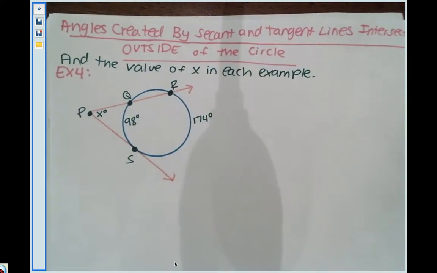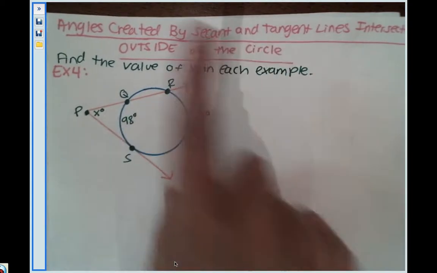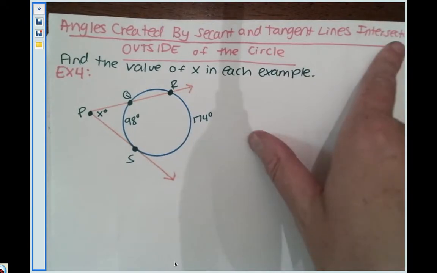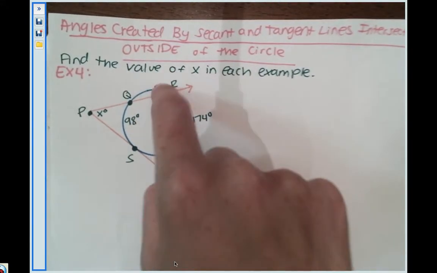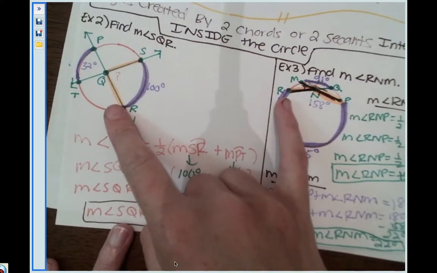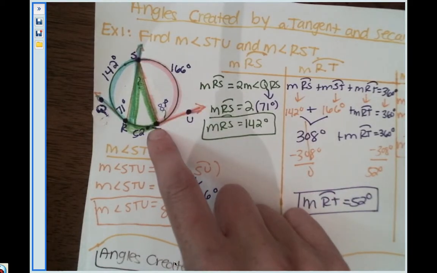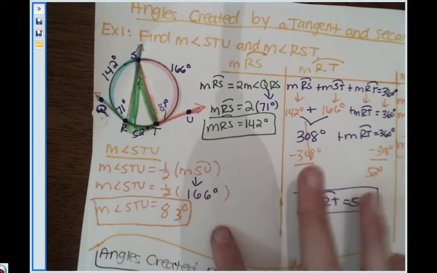Okay, so we're about to get started on a different type of problem that involves still segments intersecting somewhere in the circle. But this one's different because this time the angles are created by secant and tangent lines intersecting outside of the circle. The ones we were just working on intersected inside the circle. This one, they kind of intersected on the circle. So there are slight differences to these problems.